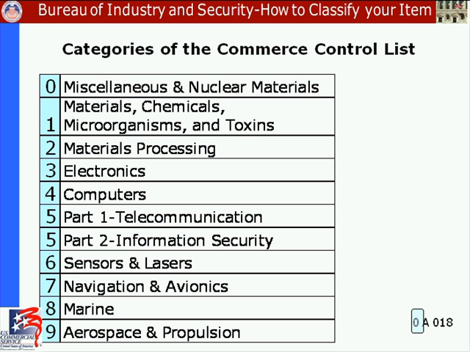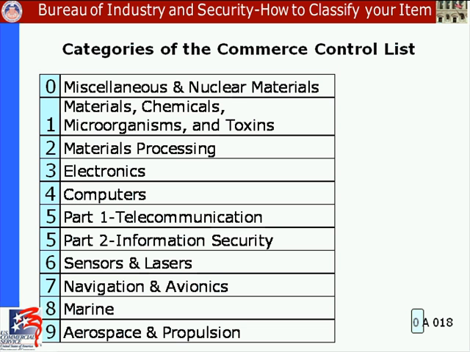So category 1. And later you will see each category has not just the end items, but also production equipment. For example, in category 1, you have 1B350. They are the production equipment for chemical and biological items, such as valves and pumps, or some reactors to produce biomaterials. Those are in 1B350.